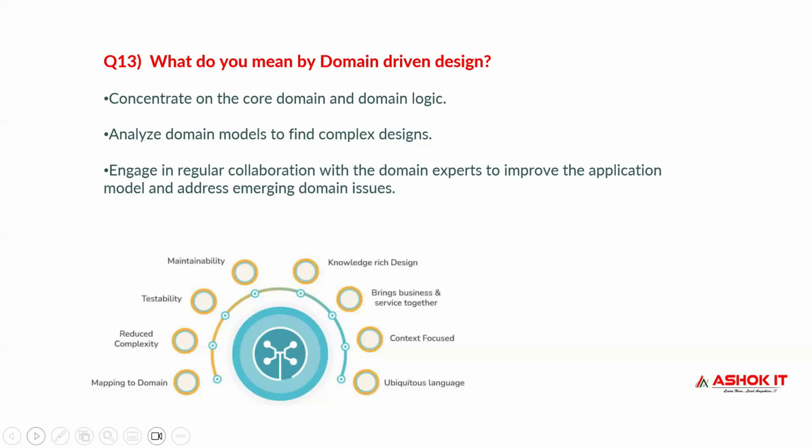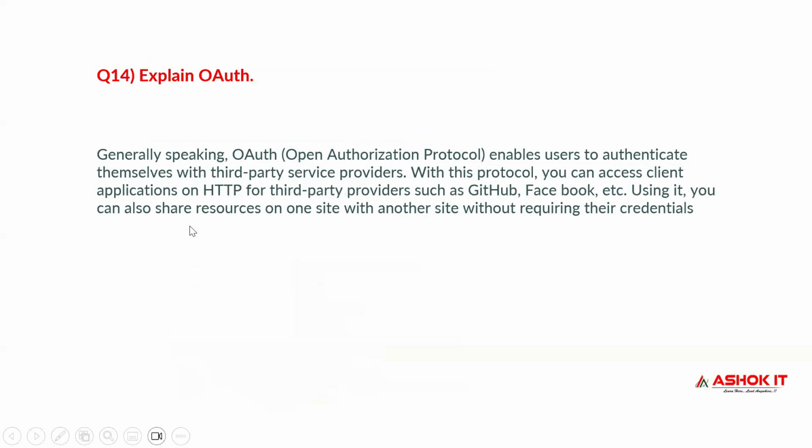So next, we'll go to the next question. Explain OAuth. This is a very important question which is frequently asked in interviews. Generally, OAuth is the open authorization protocol. It enables the user to authenticate themselves with third party service providers. With this protocol, you can access client applications on HTTP for third party providers such as GitHub, Facebook, etc. Using this, you can also share the resources on one side with another side without requiring their credentials.